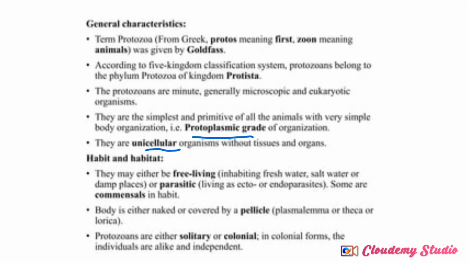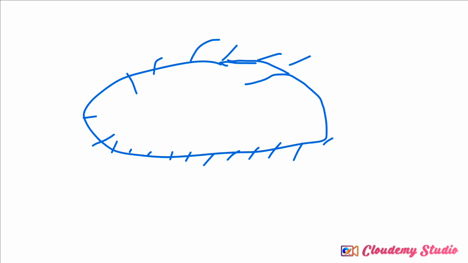So let me add a page. Let me take this as an example. This is an example of a typical protozoan, and an example of this is Paramecium caudatum. Even though it is not parasitic, it's also a protozoan. These are the cilia on the body. Hence, we can say they have organelles of locomotion.